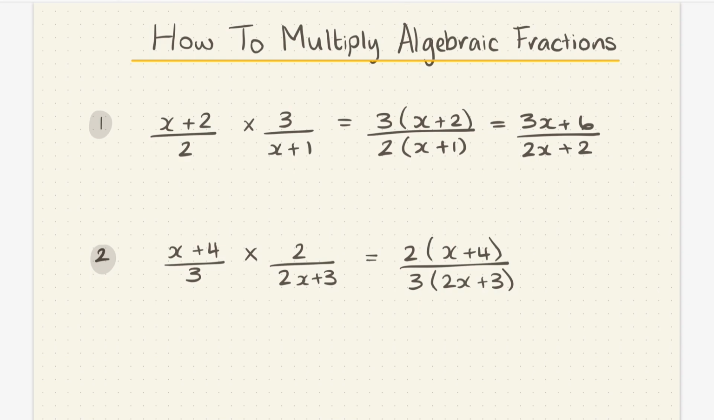Before we do that, we just want to double check that we cannot cancel anything out. So for example, 2 and 3, they are in different times tables, so we cannot simplify that. This bracket on the top is different to this bracket on the bottom, so there's nothing else that we can simplify. So I'm going to multiply out the bracket. That gives me (2x + 8)/(6x + 9). Now, if you're not sure how to multiply out brackets, then do check out my other videos. I go through how to multiply these brackets out.